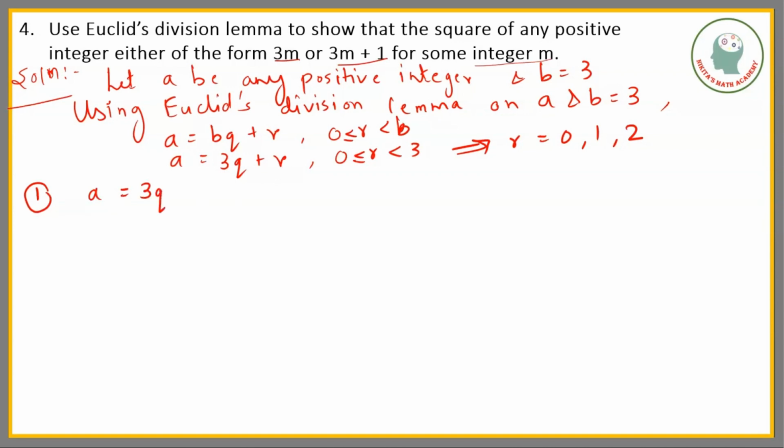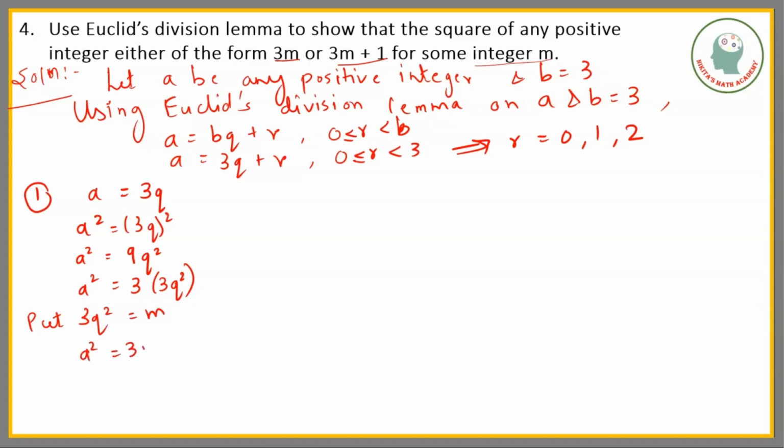Now students, we have to show the square of this number as 3m. So we'll take the square: a squared equals (3q) squared. After solving, we get a squared equals 9q squared. This can be written as a squared equals 3 times 3q squared. In the next step, we'll put 3q squared as m, and we have a squared equals 3m.